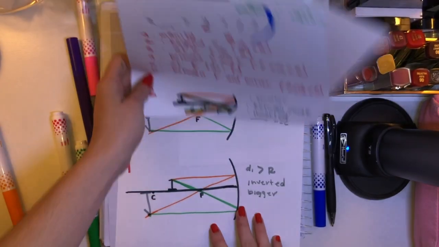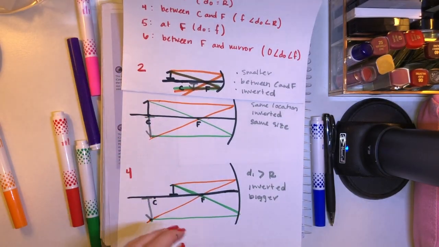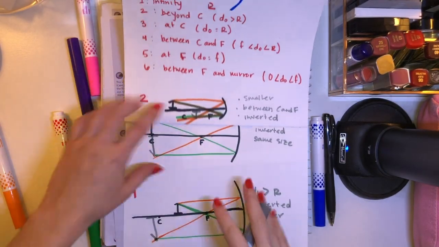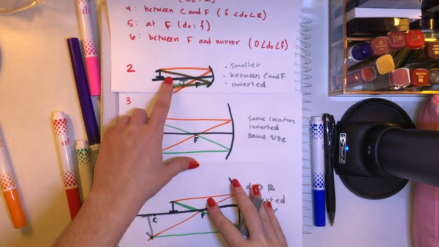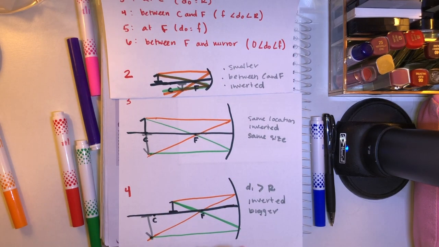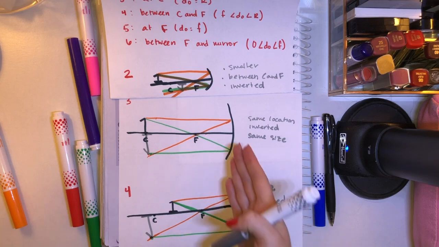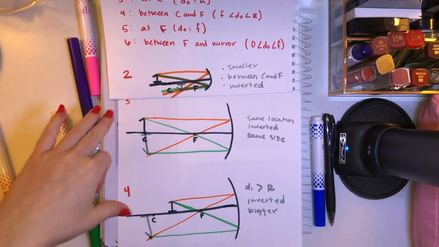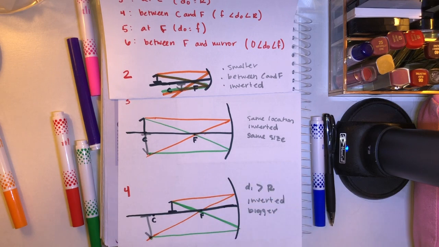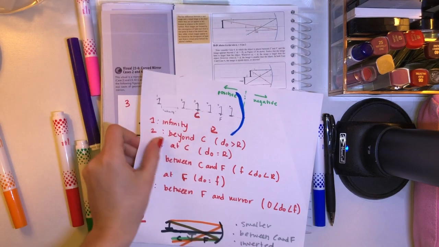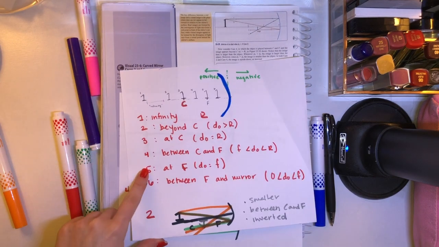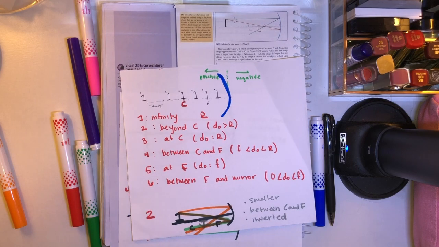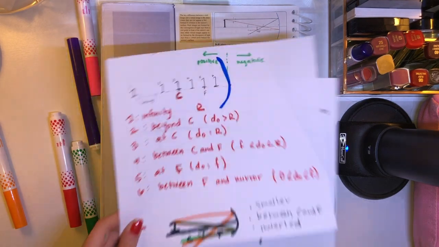Now, something important to know from these three cases is that the image that is formed is known as a real image. That's because it's on this side of the mirror. And these are the only three cases where a real image is formed. In the first case, the fifth and sixth, you do not get a real image. We're going to talk about what those are now.